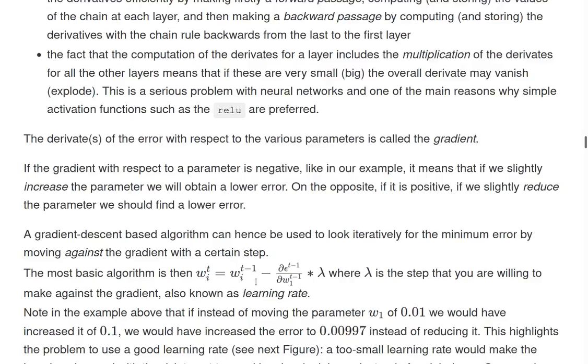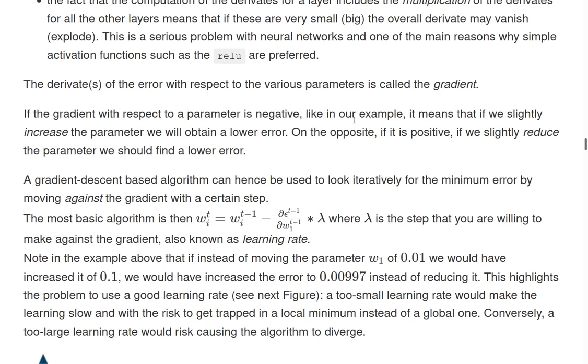So if the gradient with respect to a parameter is negative, like we had in our example, it means that if we increase the parameter a little bit, we have a reduction of the error. And at the opposite, if it is positive, if we reduce the parameter, we should find a lower error. So one method to minimize this error is to have a gradient descent based algorithm that looks for the gradient and then moves the parameter iteratively against the gradient.